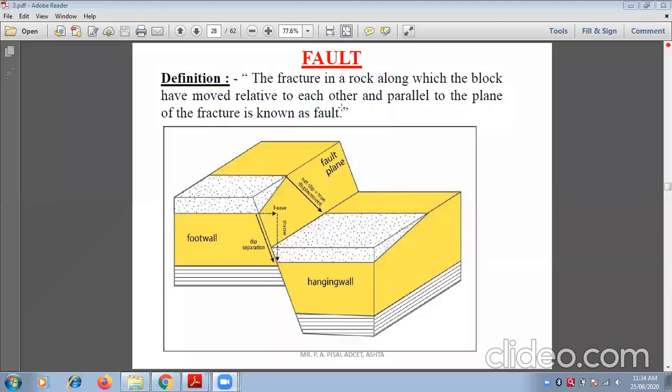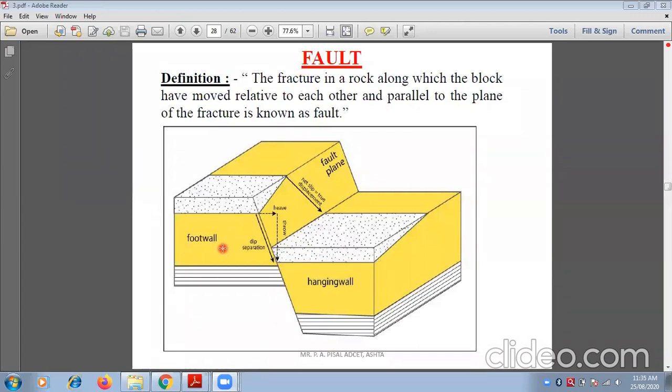Unmute yourself and give the reply. Which is the up throw block and which is the down throw block? May I be audible now?